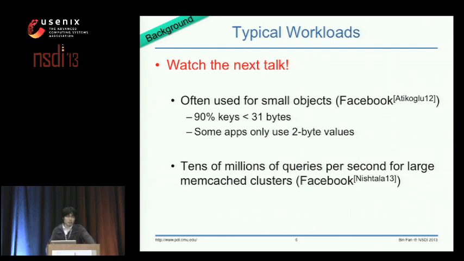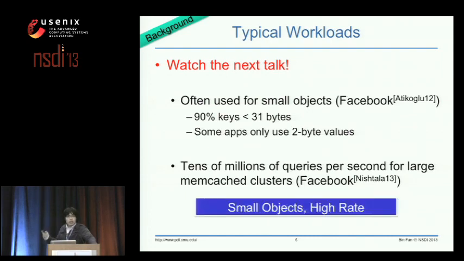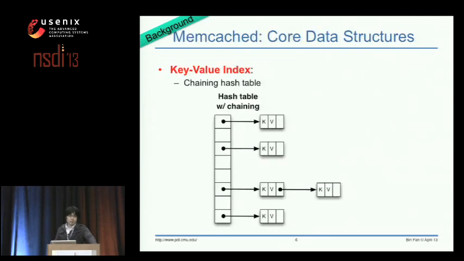How is Memcached used? Just go to the next talk, but here I will briefly summarize. It's often used for small key-value objects. Studies from Facebook show that 90% of the keys are smaller than 31 bytes, and some applications even use only 2-byte values. That's pretty small. Also, the front-end servers really want a high rate from the Memcached server cluster, so we want to achieve tens of millions of queries per second from the cluster. A takeaway is that we want to optimize for workloads with small objects and very high rates.